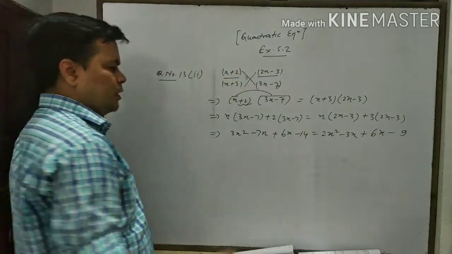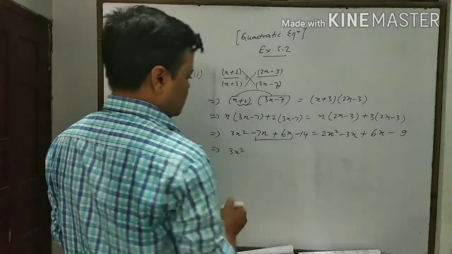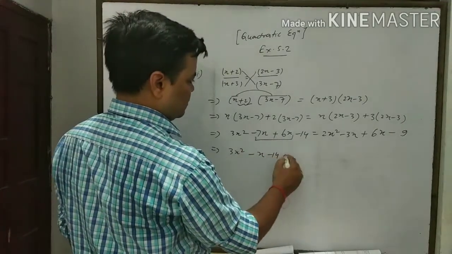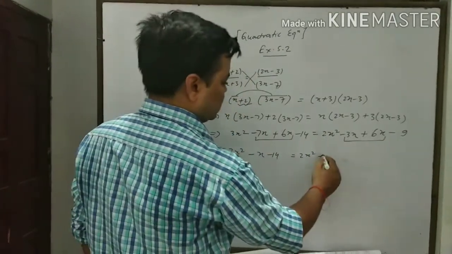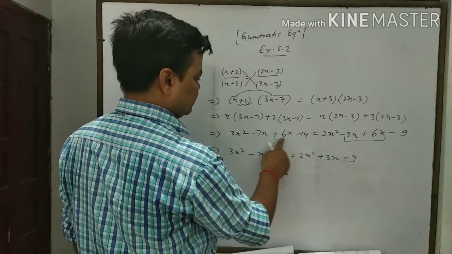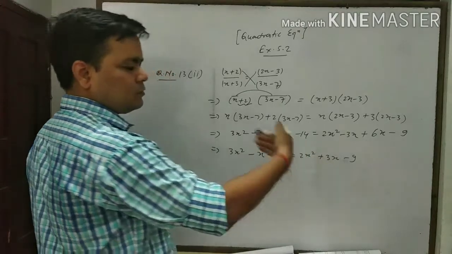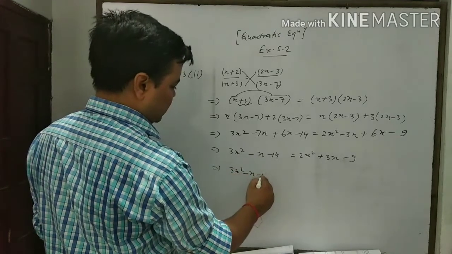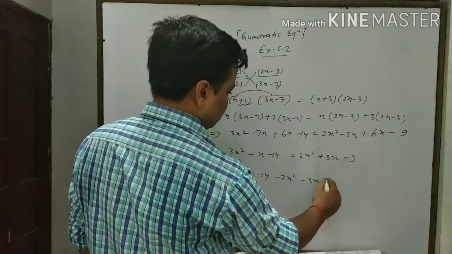Okay. Now what? 3x square, and here minus 7x plus 6x will be minus x, minus 14 is equal to 2x square, again this will be plus 3x minus 9. Okay. Now transfer the left hand side to right hand side. But we get 3x square minus x minus 14. This side, so minus 2x square. This side, minus 3x plus 9.